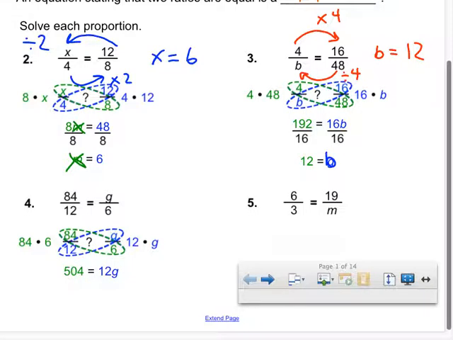How do we get G by itself? You divide it. Divide by what? I want to get G by itself. What's with G? It's 12 times G, right? So I got to get rid of that. What's with G? 12. So I want to divide both sides by 12. Okay, remember that makes it go away. And then what'd you get for 504 divided by 12?